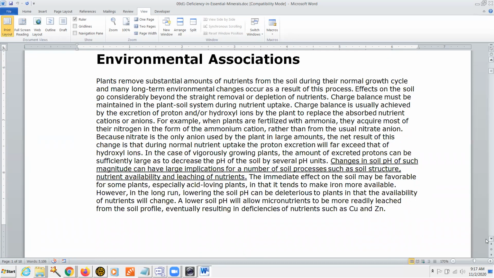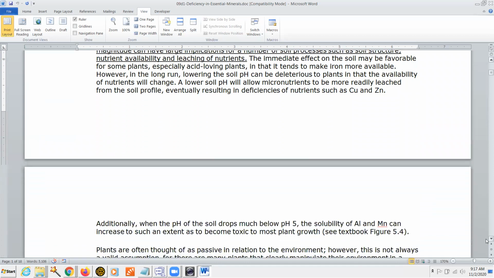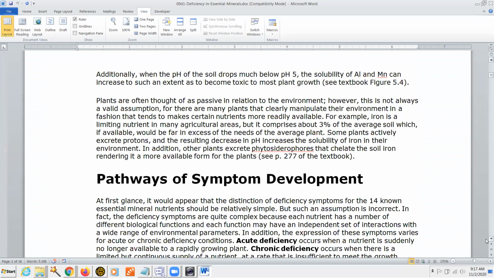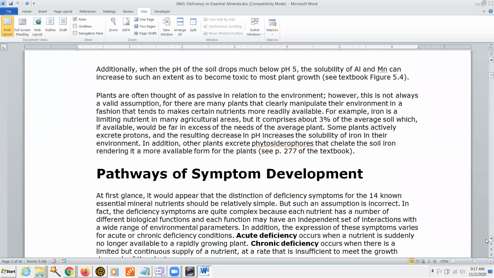Read through the environmental associations as well. There are some general concepts that I think are good to know. Don't worry about phytosiderophores.